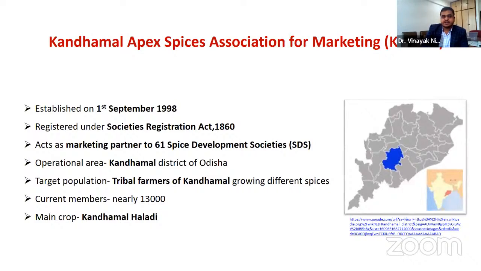A similar example to Mahagrapes is in Odisha state, named KASAM, that is Kandhamal Apex Spice Association for Marketing. It was started by the government only, and it is headed by the district collector. It started in 1998 and now has more than 13,000 members. Basically it deals with Kandhamal Haldi, but other products also. It has become the marketing partner to 61 spice development societies. It has a similar structure to Mahagrapes, but it is also working in tribal areas. That's the beauty of this.